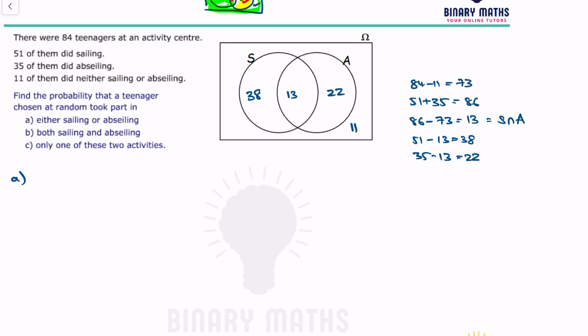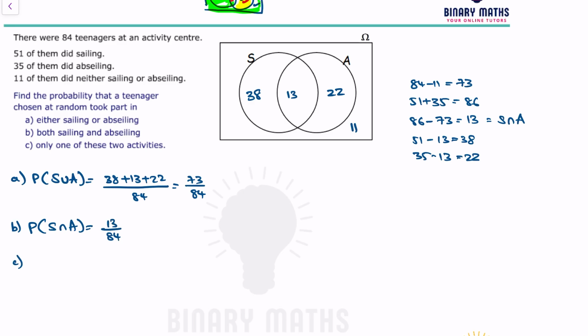Find the probability that a teenager chosen at random took part in either sailing or abseiling. So this is probability of S union A, which is equal to this, because it's one or the other or both, which is equal to 38 plus 13 plus 22 out of 84, which is equal to 73 out of 84. Part B, both sailing and abseiling is S intersect A, which is the part in the middle, which is 13 out of 84.